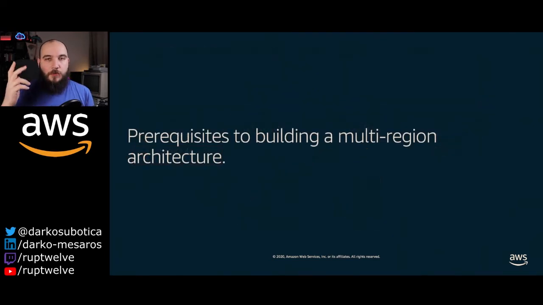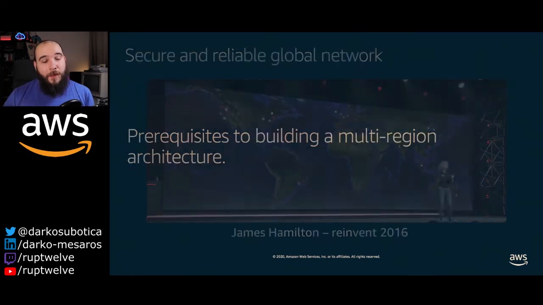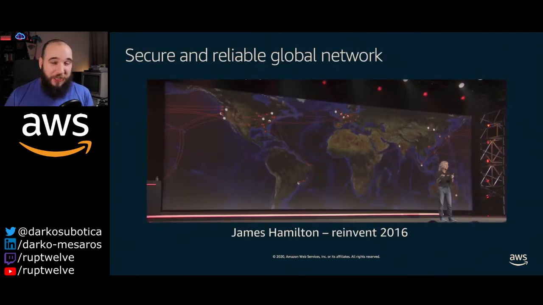We need to have, well, a globally available, secure, reliable, global network. If you want to hear about AWS's network, which I don't have time to explain today, check out a talk by James Hamilton from re:Invent 2016, which was 4 years ago. Wow. You can find it on YouTube. It's great. James is a distinguished engineer at AWS. Lovely guy to listen to. Check it out for sure.